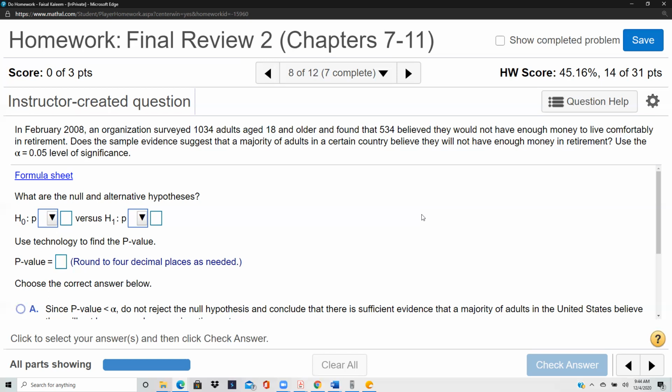A majority of adults. So that means almost all of them. Majority is almost all of them. Or, over half. Yeah, over half is not the same as almost all.